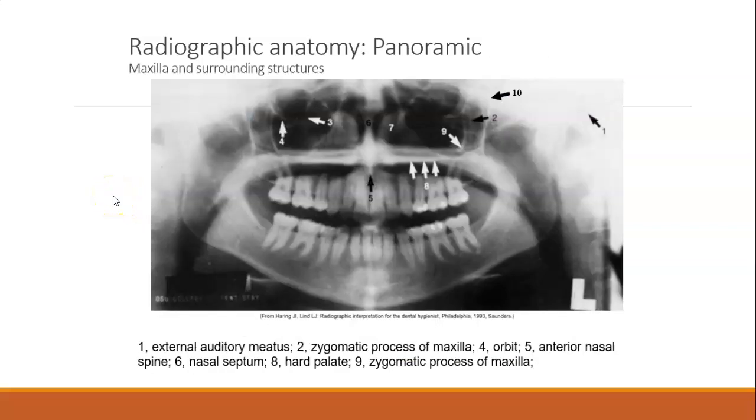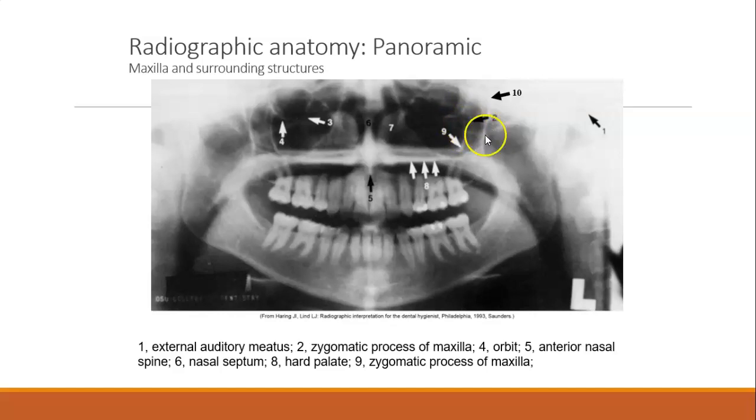Okay, let's see if we can see some of this on some x-rays. We have the external auditory meatus, or the ear canal. I don't think that's a very good representation. I have seen other images that show it much more clearly, like a dark little circle. I'm not a big fan of this one because I don't really see anything that it's pointing to. It would be up in this area anyway, but we'll try to find another image that shows it better. Zygomatic process of the maxilla is 2. So we have this here, the zygomatic process of the maxilla.